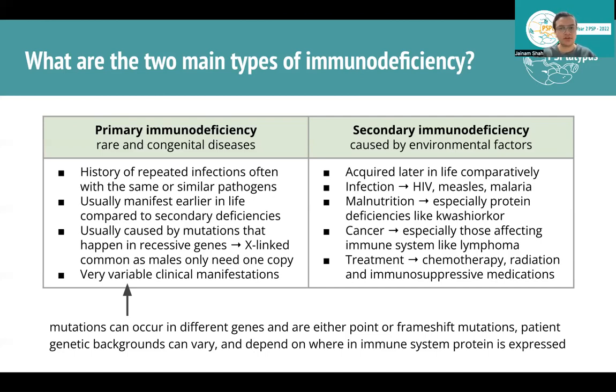And also where in the immune system that protein is actually being expressed. So is it in a B cell pathway? Is it in a T cell pathway? Is it an innate immune response pathway that this protein is in? And therefore the lack of it will cause a slightly different outcome.